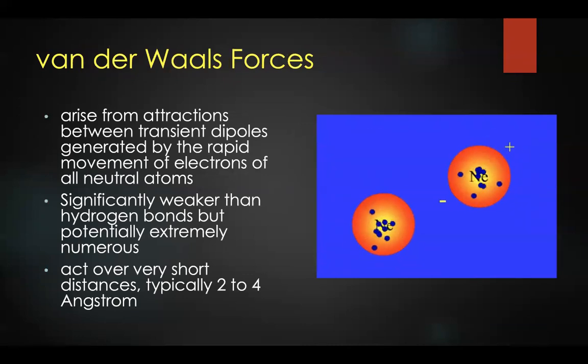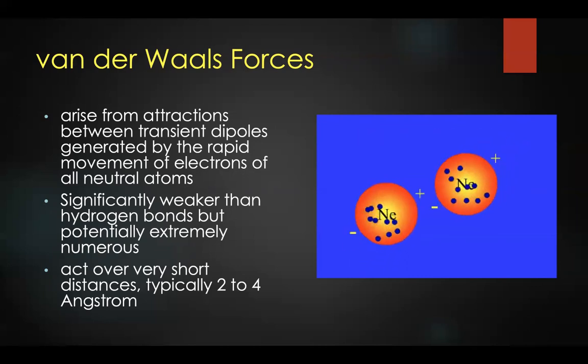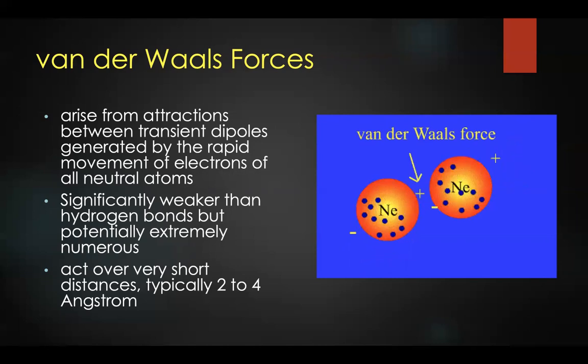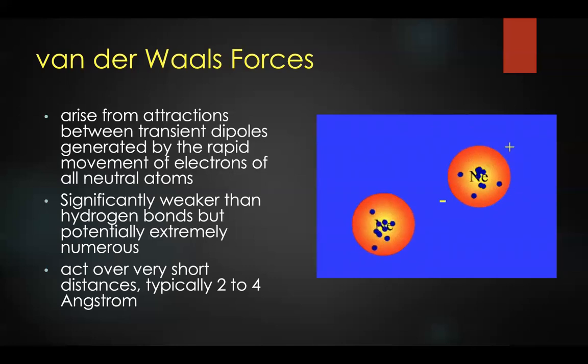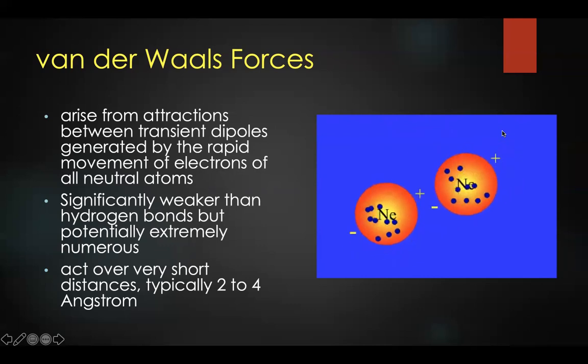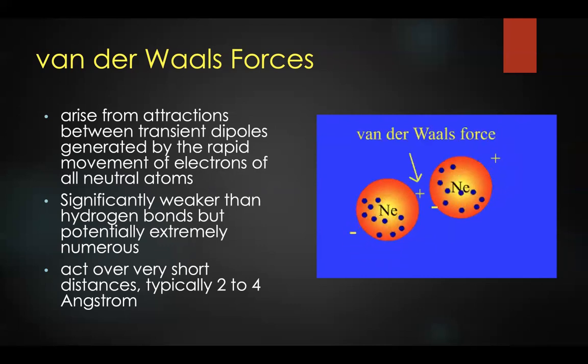The next is the van der Waals forces. Van der Waals forces arise from interaction between transient dipoles generated by the rapid movement of electrons of all neutral atoms. They are significantly weaker than hydrogen bonds, but potentially extremely numerous. So van der Waals forces are actually quite numerous compared to hydrogen bonds. And they act over very short distances, typically 2 to 4 Angstrom. So this illustration shows how van der Waals forces are produced.